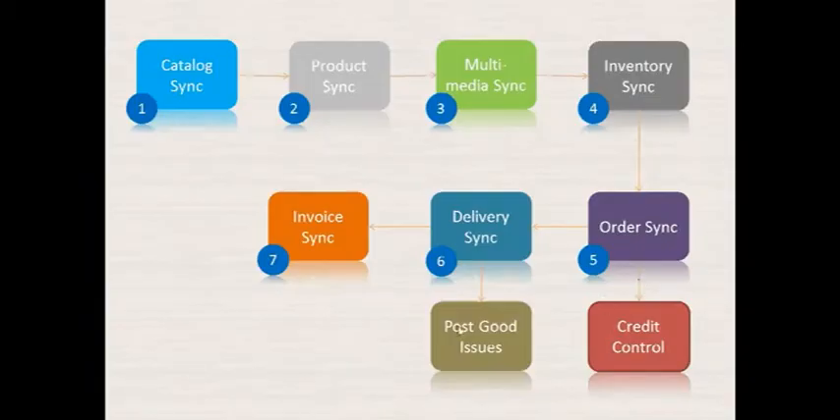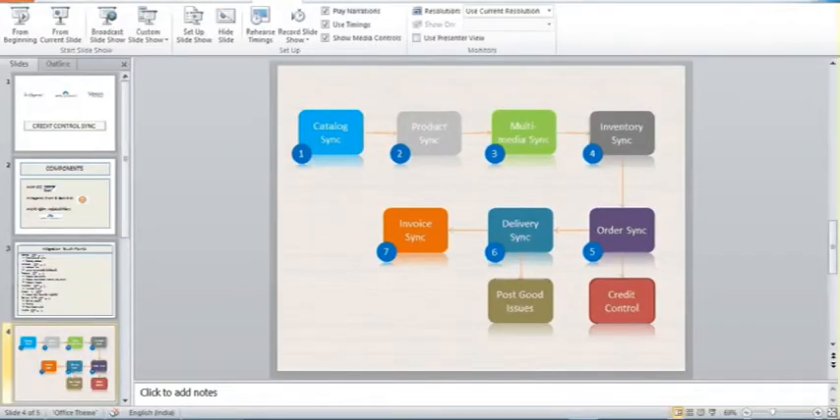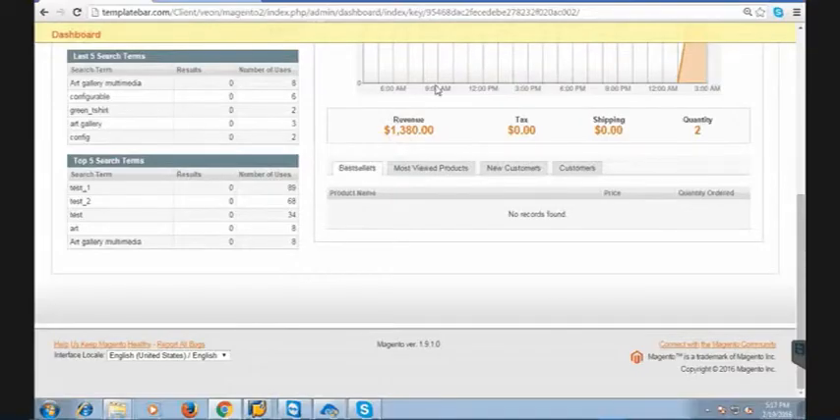So basically what today we'll be going through is the order cycle that ranges from the order sync, obviously the credit control, which is the main topic of this video. We'll be showing you the delivery sync, post goods issue, finally the invoice and the payment, and finally we'll be showing you the credit control between the two platforms. So let me just quickly go inside and show you the demo.